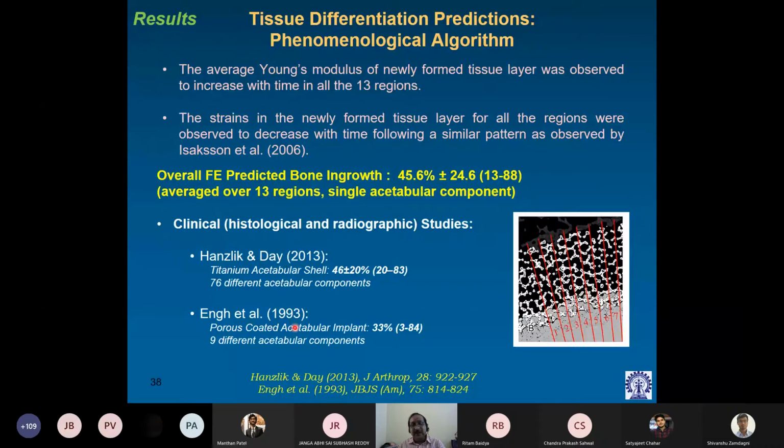Long back in 1993, there were some data available from clinical studies. For the porous coated acetabular implant, for 9 different acetabular components, 33% bone ingrowth was predicted, or not predicted, observed, which matches with our values. These values say something about the quality of our prediction, that we are predicting using a novel computational framework for such a complex set of events.